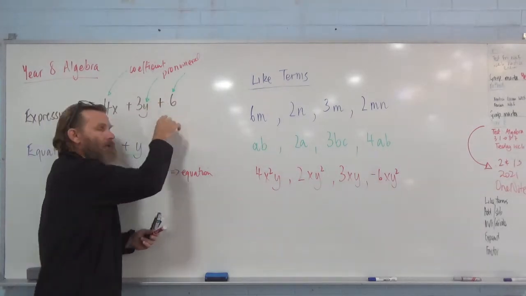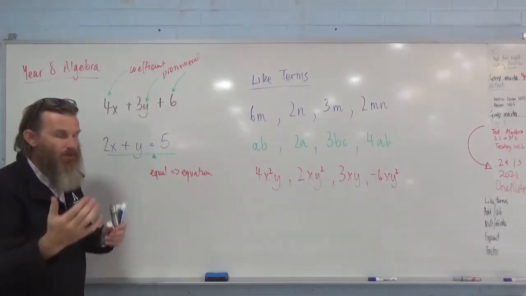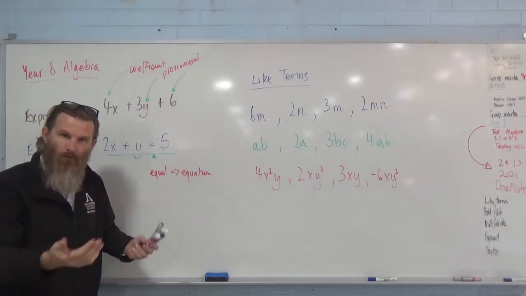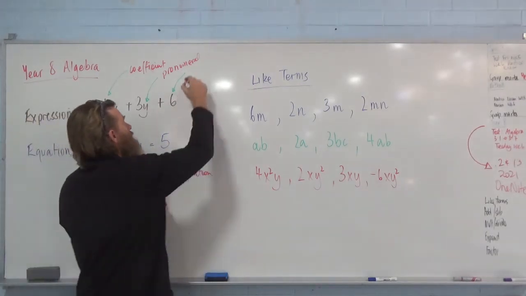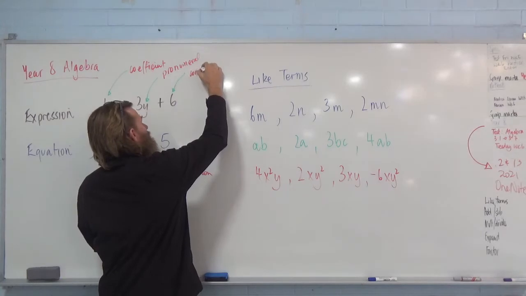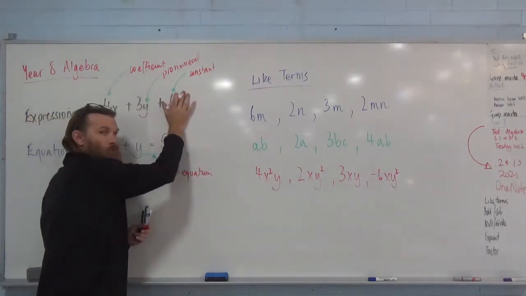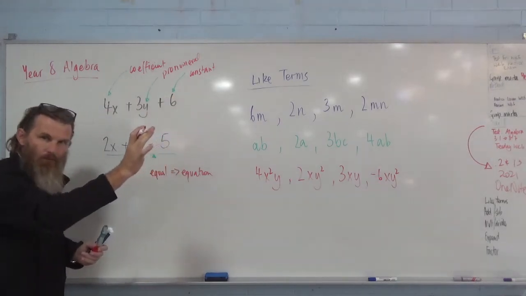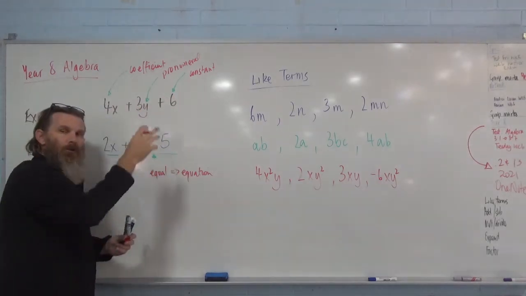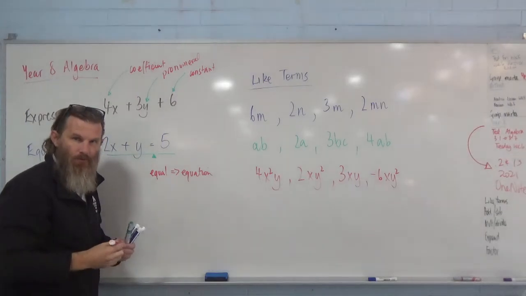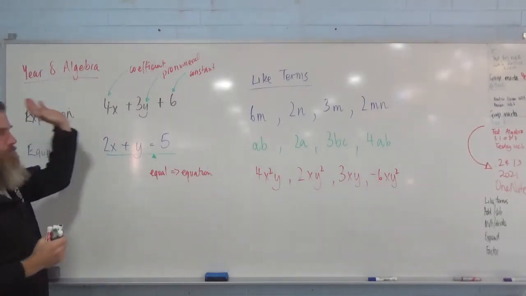This last one here is a constant. There's no x's or y's, there's no pronumeral or variable with it, so we call this a constant. Now regardless what x or y equal, this is always 6, never changes. Whereas these ones change depending upon what y is equal to. Right, that's some basics there.